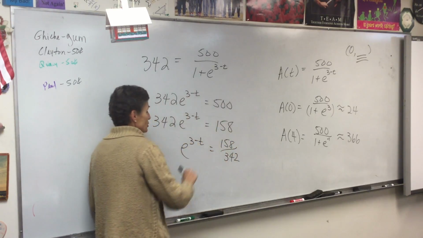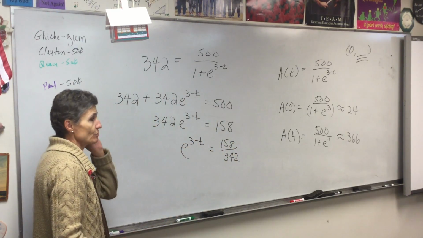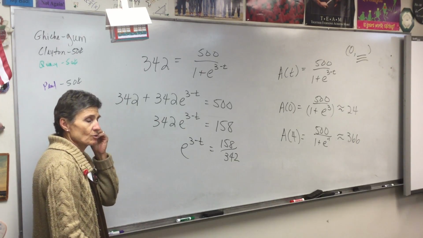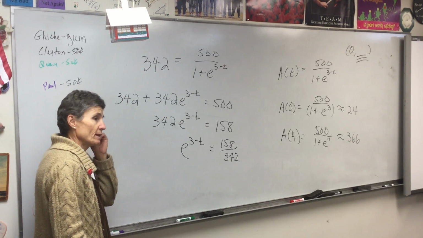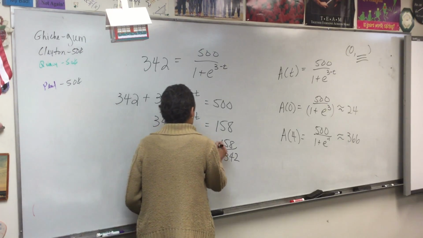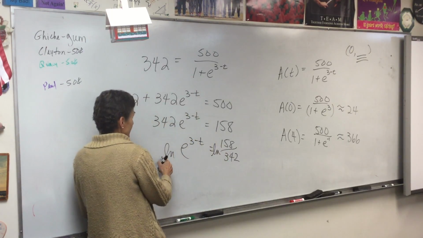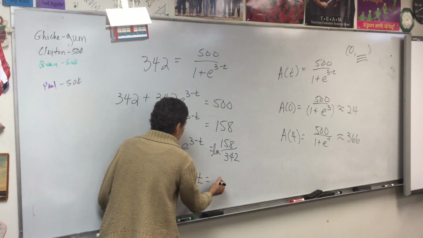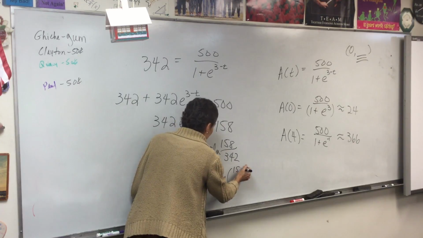Now I know that fraction reduces. If you want to go ahead and reduce it, you can. But I mean, we're nowhere. That's not the answer, so I'm not going to worry about it. What am I going to do now? ln both sides. And of course, that's going to give me an ln and an e back to back. So 3 minus t equals ln the fraction.